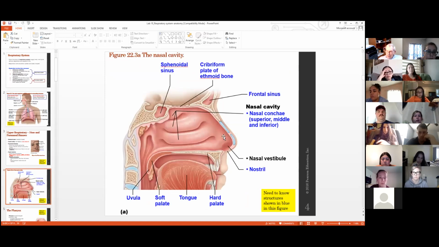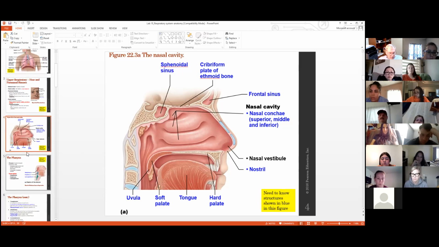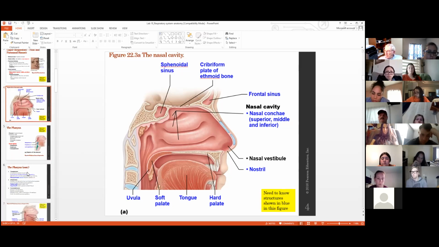So definitely use this drawing for palate, probably for the other two tonsils even. The conchae for sure. I won't put sinuses on this. Those are A&P 1 stuff. I can't put glottis and epiglottis in this one. It doesn't show up. That doesn't show anything.